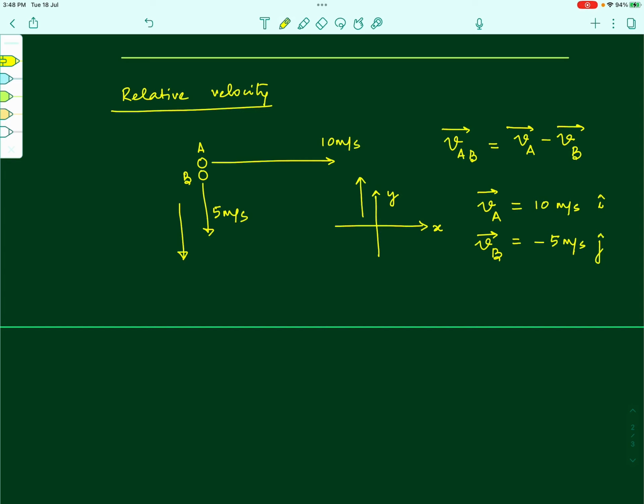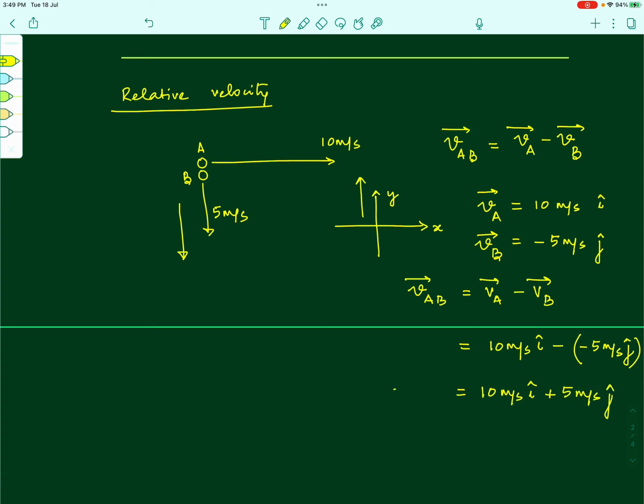And now what we are supposed to do is, we are supposed to find out velocity of A with respect to B, which is by definition velocity of A minus velocity of B. When we substitute the values here, velocity of A is 10 meters per second i cap, minus velocity of B is minus 5 meters per second j cap. See what we are getting? We are getting 10 meters per second i cap plus 5 meters per second j cap as the velocity vector for A with respect to B. This is the vector that we are getting corresponding to the relative velocity of A with respect to B.